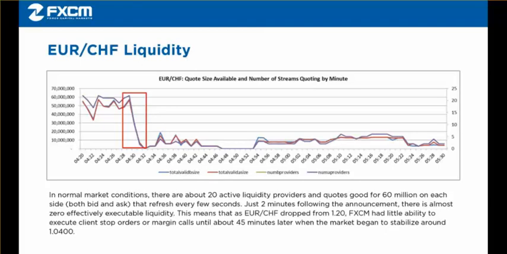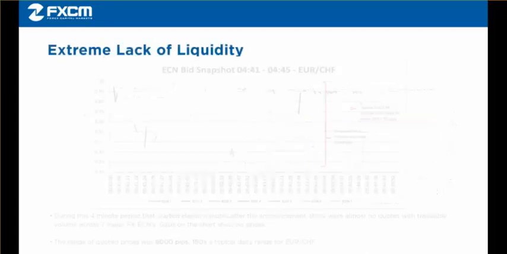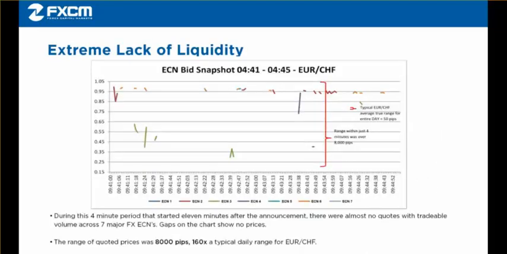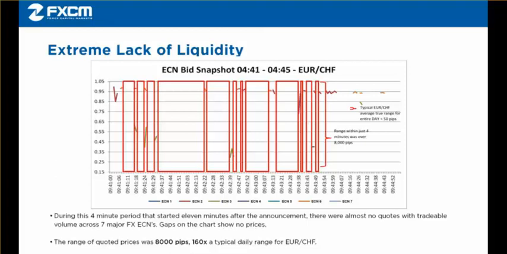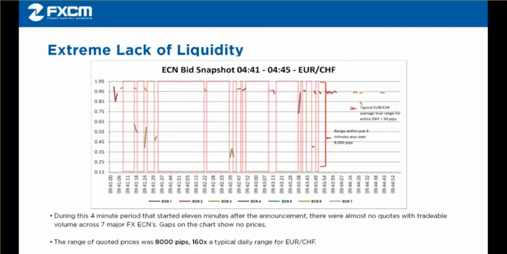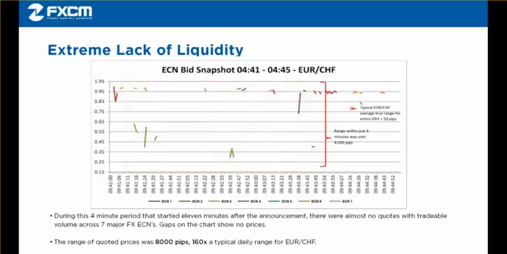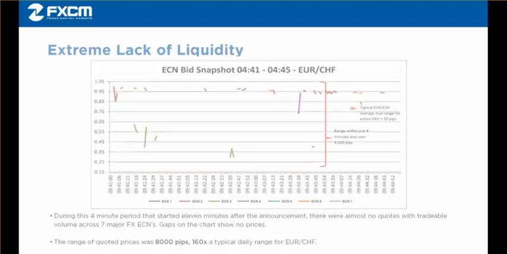to stabilize around 104. Again, referencing EBS, you see a similar decline in quoted volume at 4:30 a.m., as well as levels of market depth across the interbank market, showing the true systematic nature of this event across the FX industry. Furthermore, this chart is a snapshot of a 4-minute period after the announcement. The chart shows some of the major ECNs. You'll see on the chart plenty of white space. This shows a lack of quotes and therefore a lack of liquidity throughout the time frame of the event.